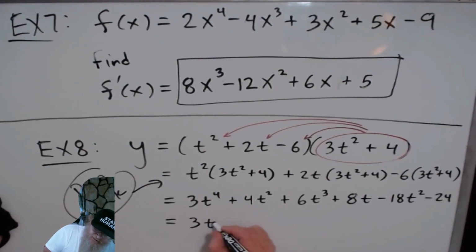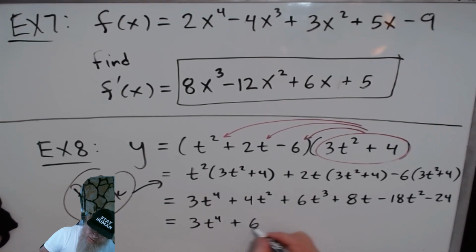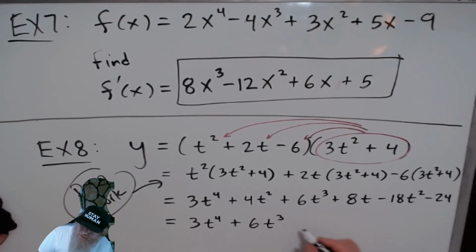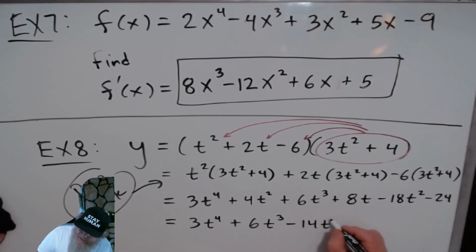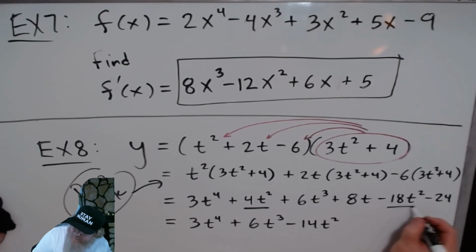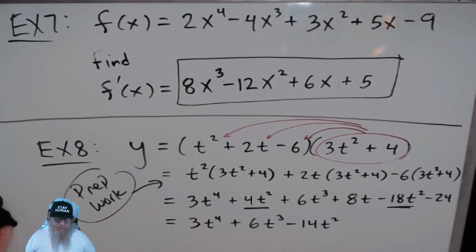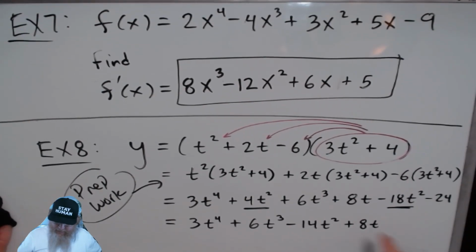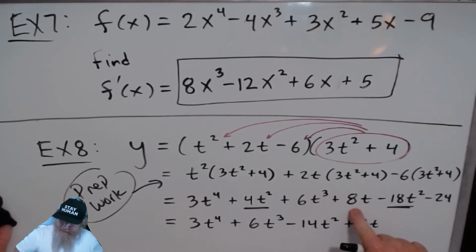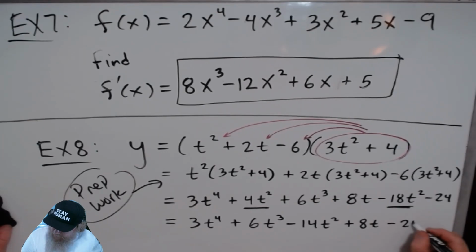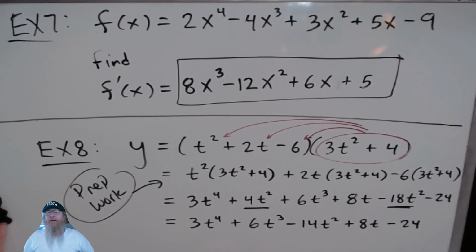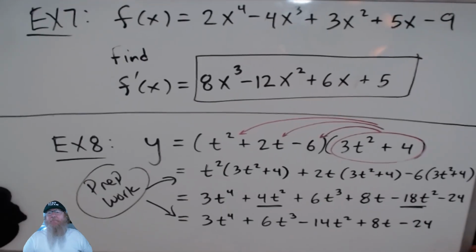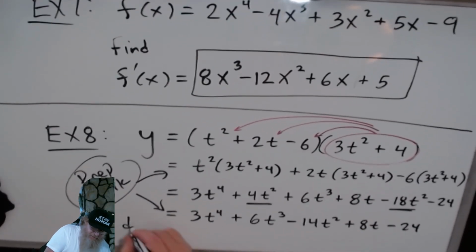Simplify this. 3t to the 4th, then 6t to the 3rd, then negative 14t squared. Notice these guys combine. Get some combining there. And then plus 8t. Nobody combines with that. And then minus 24. So all of this is just prep work for finding the derivative.